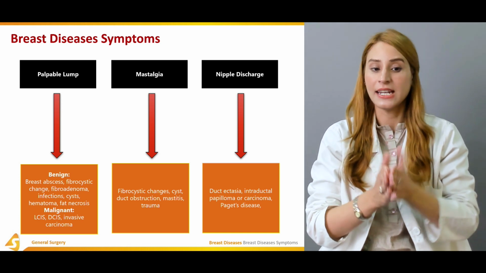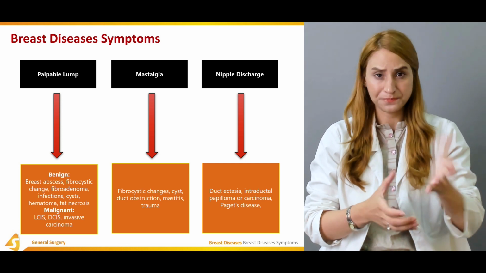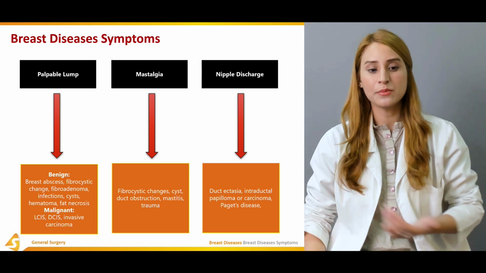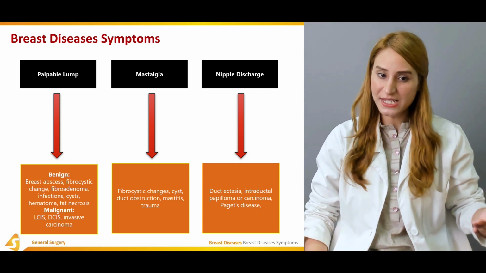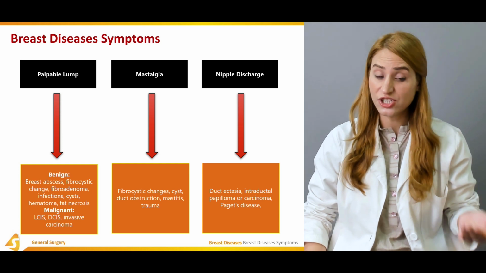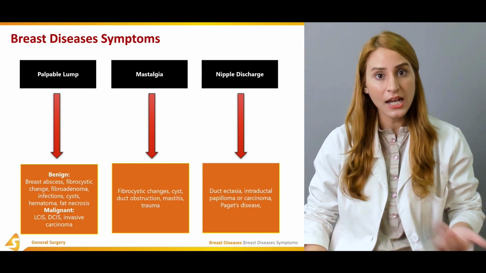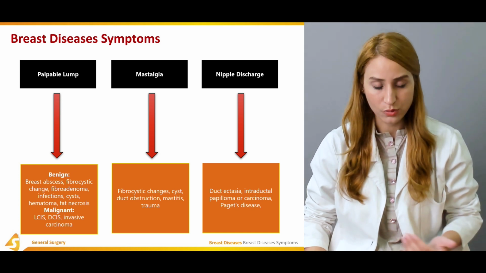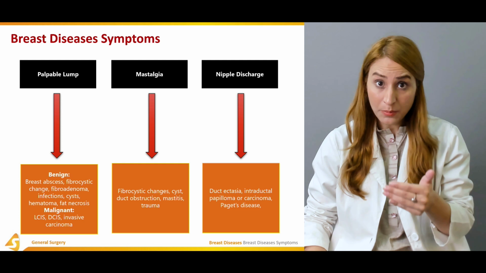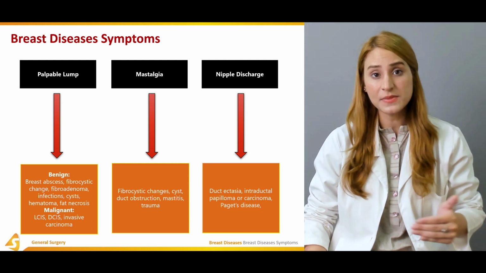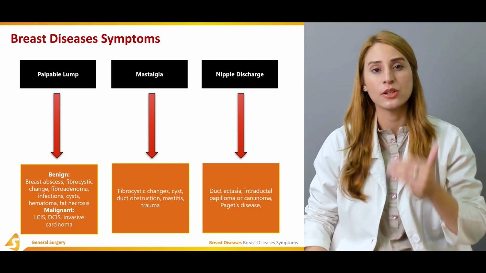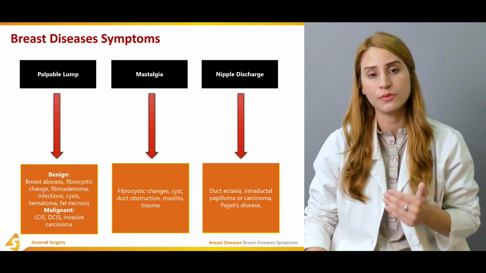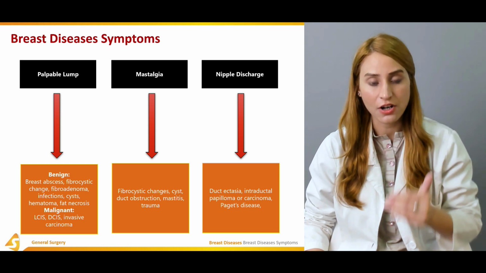So you can say that a breast lump can be benign or malignant. In benign breast diseases, it can be a breast abscess, fibrocystic change, fibroadenoma, some infection, cyst, hematoma, or fat necrosis. And if the lump is malignant, what comes into your mind? That is lobular carcinoma in situ, ductal carcinoma in situ, or invasive carcinoma.